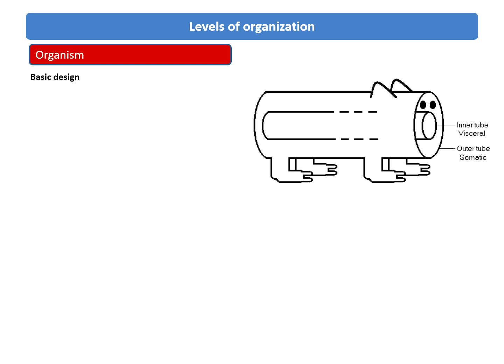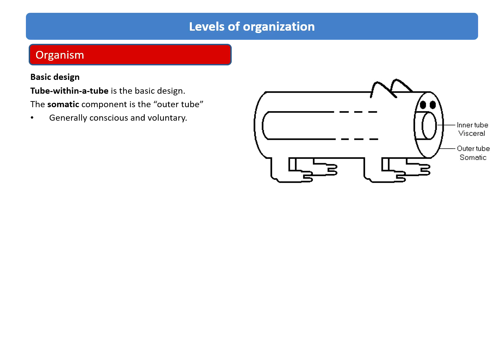Here is the basic design. It's a tube within a tube. Now, this is a design that we won't explain completely at this time. This is an introduction to it. We'll come back to it many times throughout the early parts of this course. The somatic component is the so-called outer tube. Generally, it deals with conscious activities and voluntary activities. It includes the body wall, the head, the limbs.